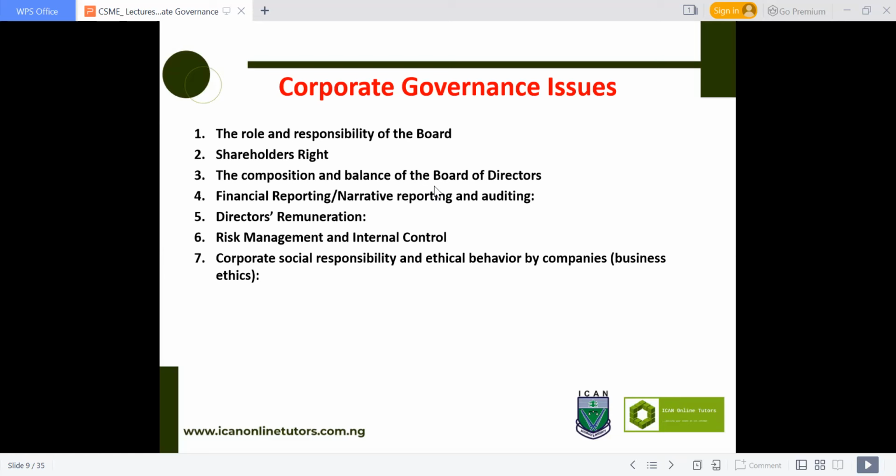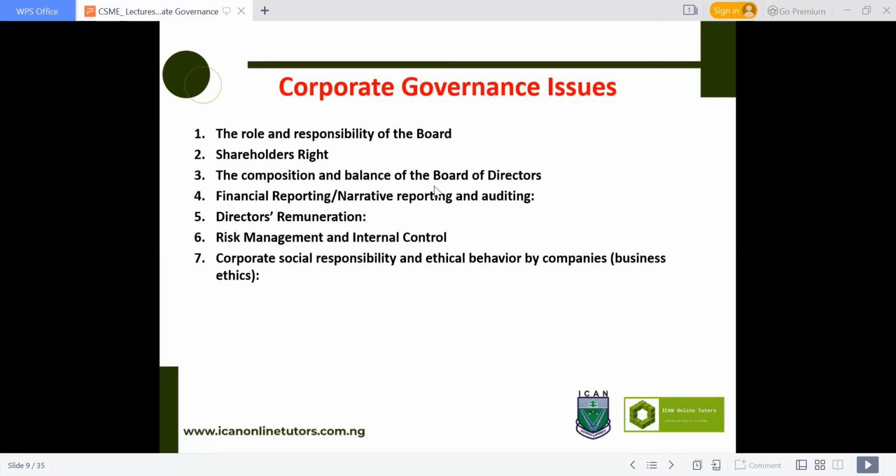Board diversity. Your financial reporting, your narrative reporting, and an audit. Whether you are giving financial reporting, or you are using narrative reporting. And audit is also a very important thing that an organization should do, and it is mandatory.